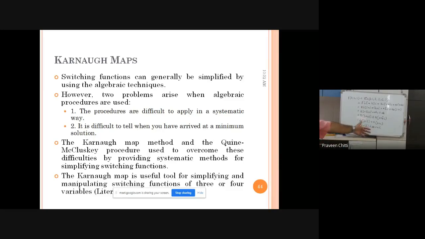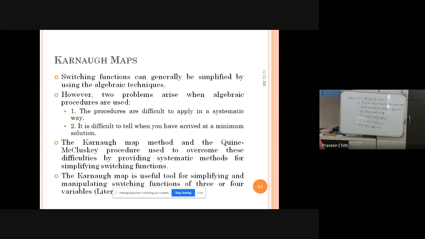Because these procedures are difficult to apply in a systematic way. There is no systematic approach. I may take common between first term and third term. One of you may take the common between third term and fifth term. So there is no systematic approach here. And it is very difficult to tell when you have arrived at the minimum solution. We don't know whether what we have got is a minimum or still we can go further and get the minimized expression. Hence, we are going for two structured methods of simplification, and those are called the K-map method and the Quine-McCluskey method.